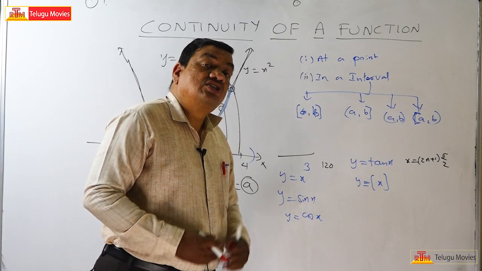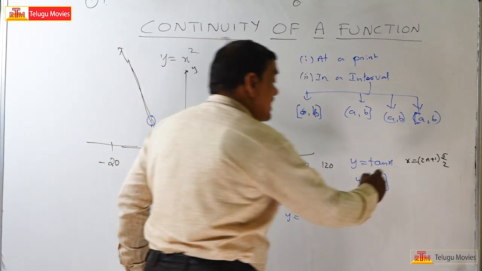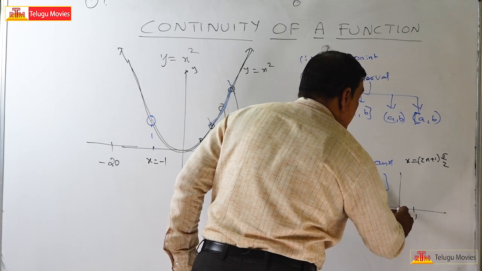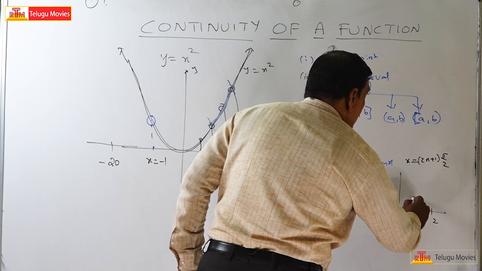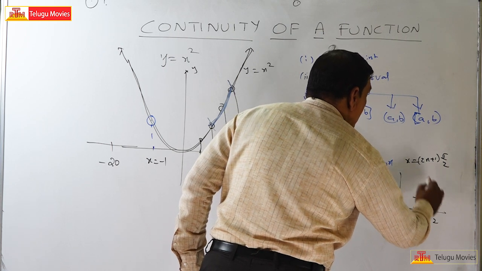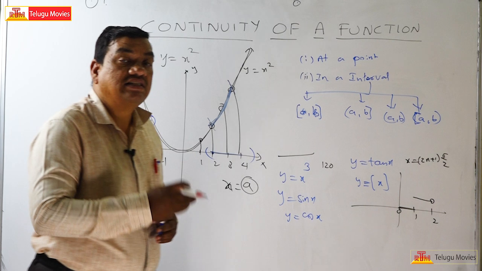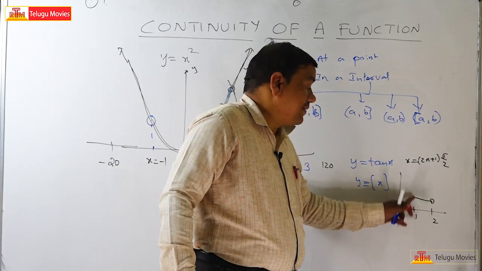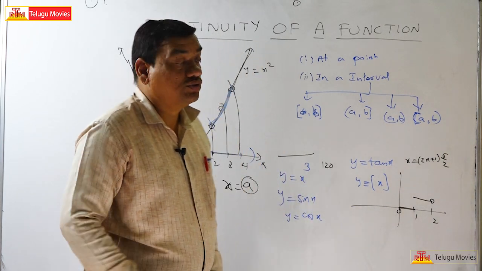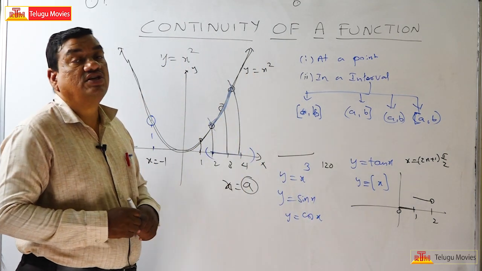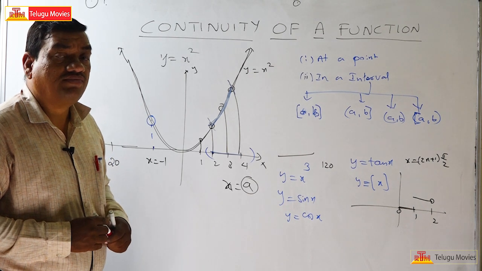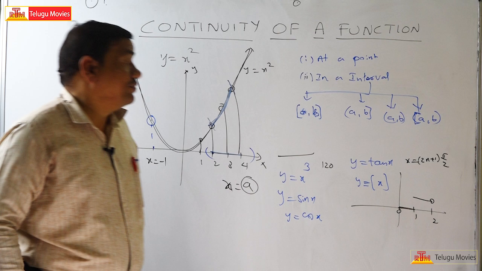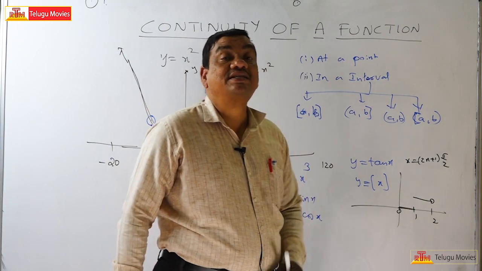This step function also, we know, has breaks. Here from 0 to 1, it is 0 only. From 1 to 2, here it will have a break. Exactly at x is equal to 1, it has a break. Understand this? So that is why the step function is also a discontinuous function. It is discontinuous at integers.